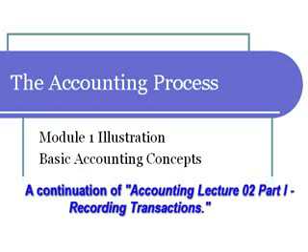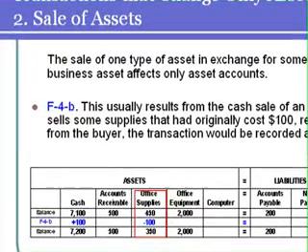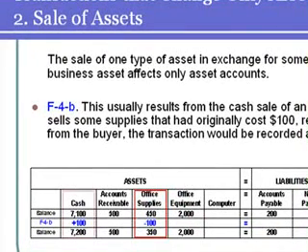Hello again. This video continues on from the first video presentation in the module. In this transaction, we sell office supplies that we no longer need to another party who wants them. The supplies cost us $100, so when we give them to the other party, we need to reduce the balance in the office supplies account, and then we can increase the cash account and record the receipt of the payment.